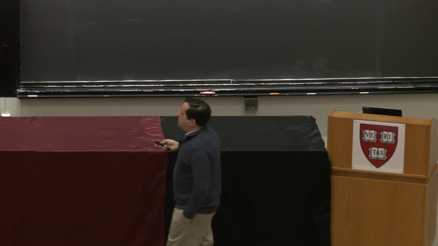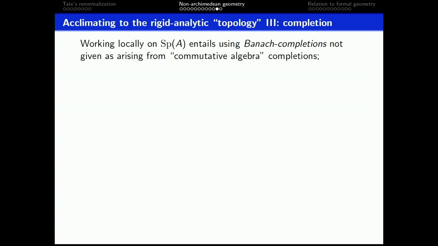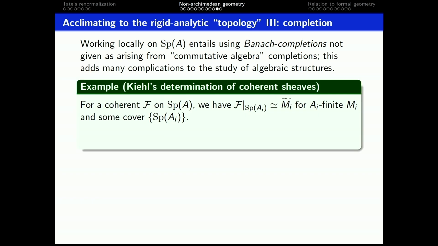Okay, now let me tell you about another difficulty that arose in the attempts to grapple with the rigid analytic topology, which is that when you try to work locally on these spaces, the localized coordinate rings involve these Banach completions. So they're not commutative algebra completions, and so they're much harder to work with. For example, I mentioned before this theorem of Kiehl, that if I gave you a coherent sheaf on one of these affinoid spaces, locally it's easy to see that it has to come from a finitely generated module. But now you would like to deduce that globally this does.